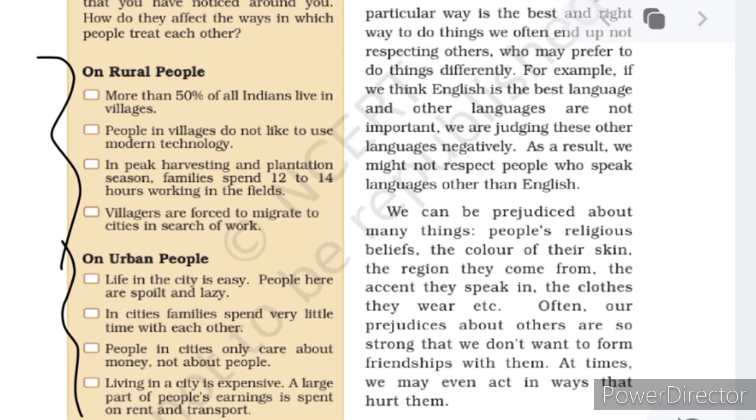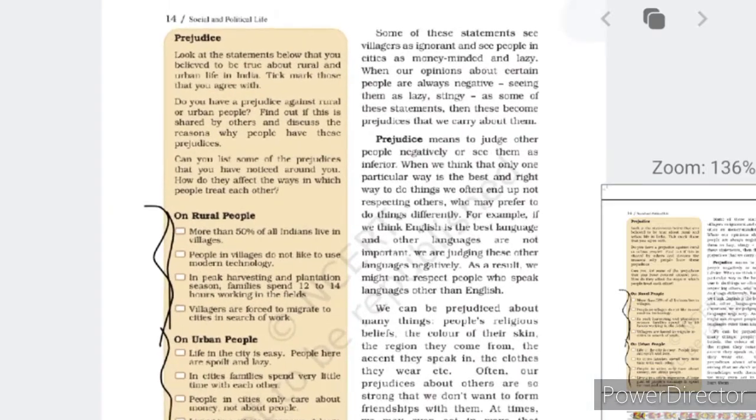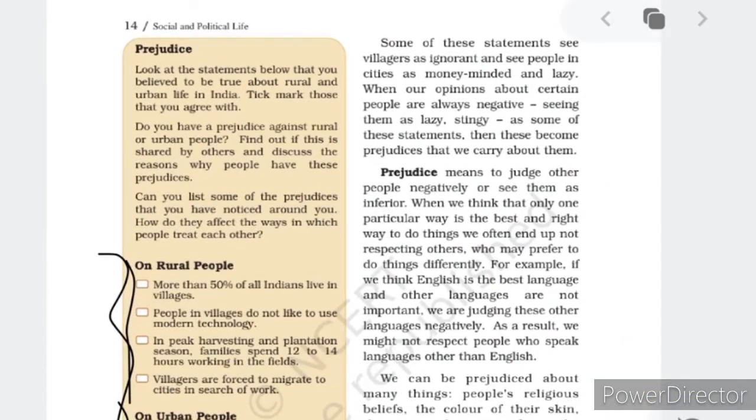So these are some of the prejudices which are being given on urban people, and also these are some of the statements given on the rural people. So let's see in the context. Some of the statements see villagers as ignorant and see people in cities as money-minded and lazy. When our opinions about certain people are always negative, seeing them as lazy, stingy, and some of these statements, then this becomes prejudice that we carry about them.